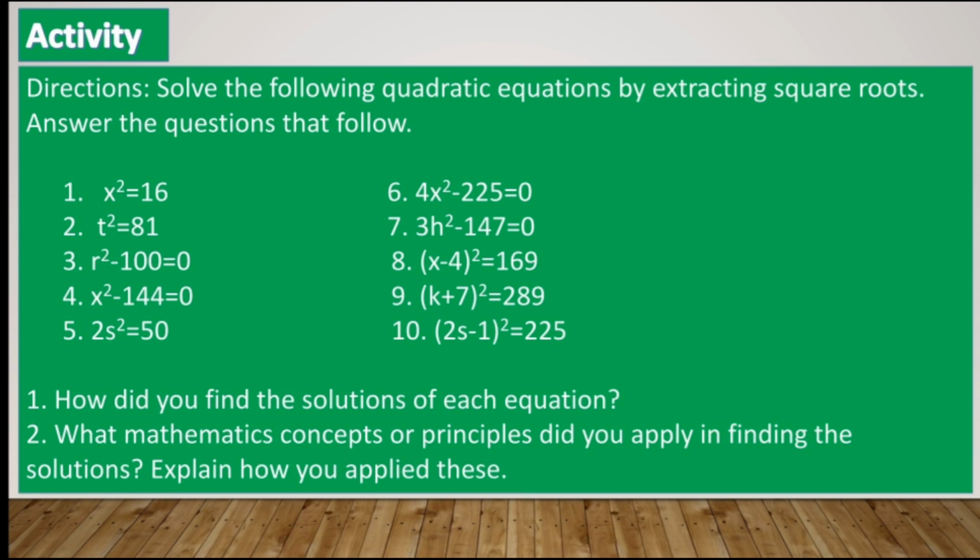8. X minus 4 quantity squared is equal to 169. 9. K plus 7 quantity squared is equal to 289. 10. 2s minus 1 quantity squared is equal to 225. Number 1. How did you find the solutions of each equation? Number 2. What mathematics concepts or principles did you apply in finding the solutions? Explain how you applied these. You may now start answering.